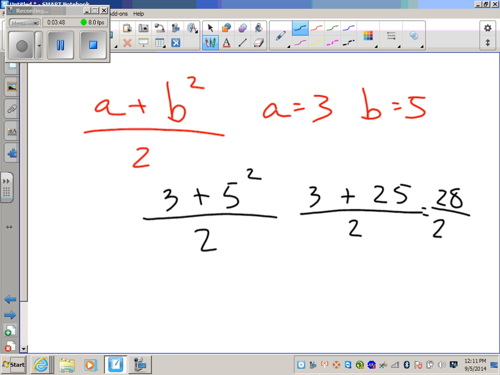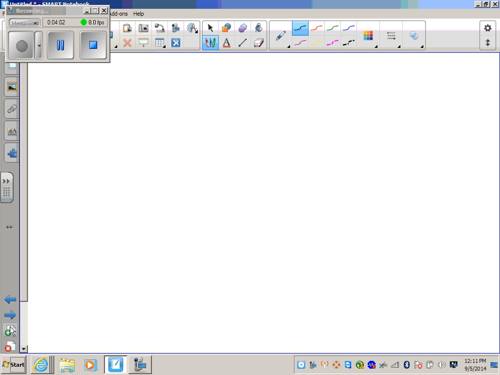But I can't start dividing. I can't say, okay, 3 divided by 2 or 5 squared divided by 2. I've got to simplify this whole thing before I can take it to the next step. Okay? I'll give you a couple to try. Brand new set of variables. P equals 2. Q is 4. R is 3. S is 5. T is 6.